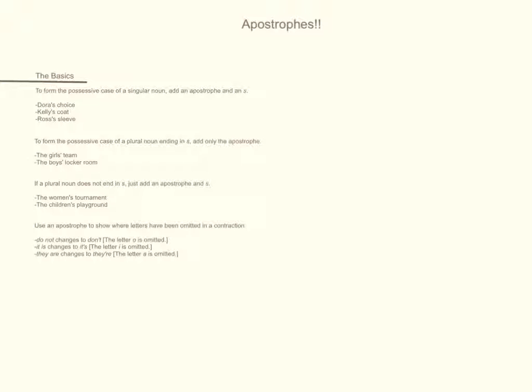If a plural noun does not end in S, just add an apostrophe and an S. The women's tournament, the children's playground. So you wouldn't just put women apostrophe, children apostrophe. But all this is fairly straightforward.